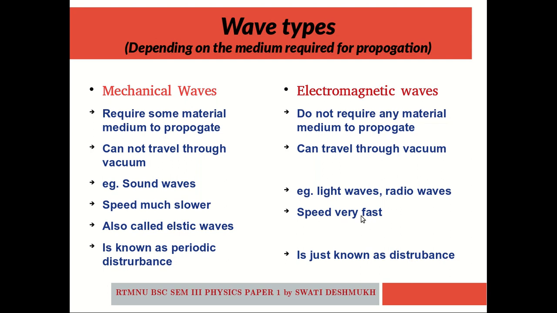The electromagnetic waves are very fast. The speed of light is about 3 into 10 to the power 8 meter per second, whereas the mechanical waves have a slower speed. What is the speed of sound? It is just about 350 meters per second. So it is very much less as compared to the speed of electromagnetic waves. A mechanical wave can be a transverse wave as well as longitudinal wave, whereas an electromagnetic wave is always a transverse wave. So these are the few differences between mechanical wave and electromagnetic wave. This is how we can classify wave into different types.